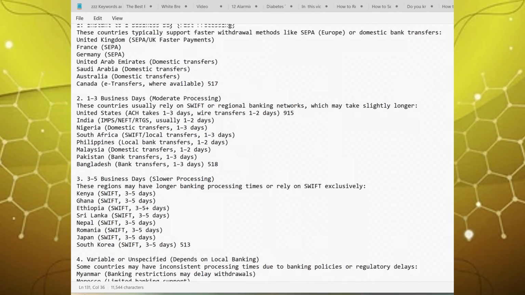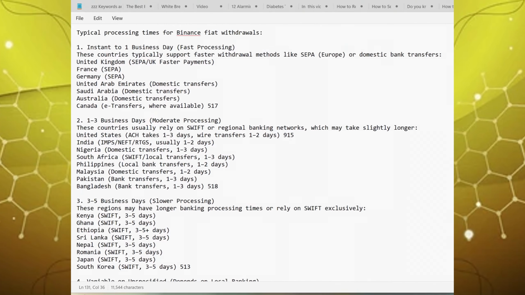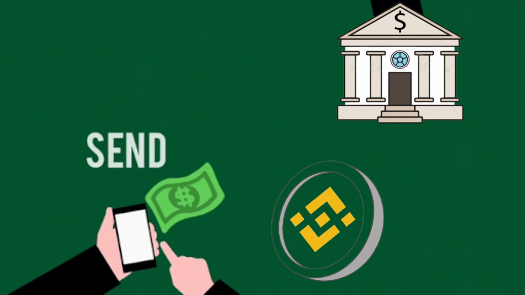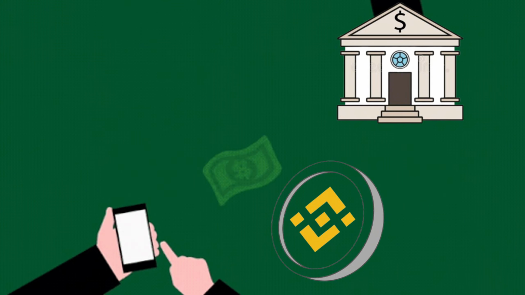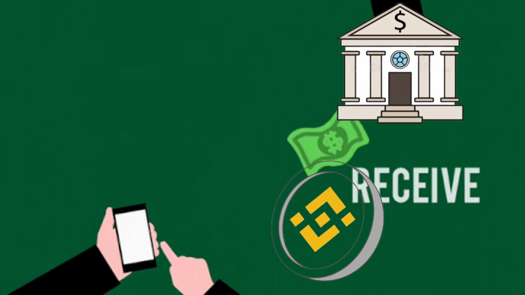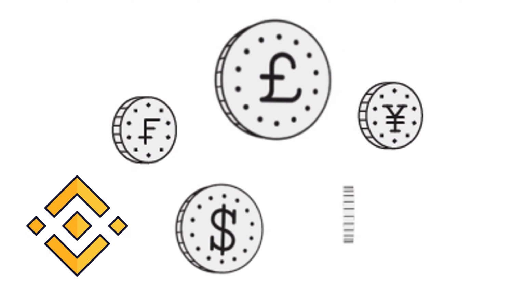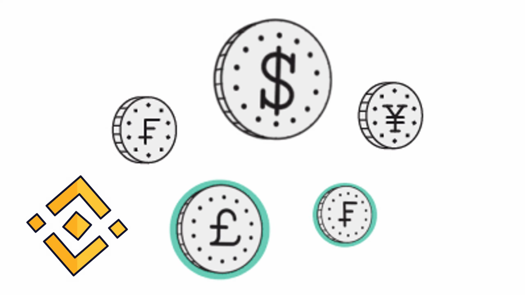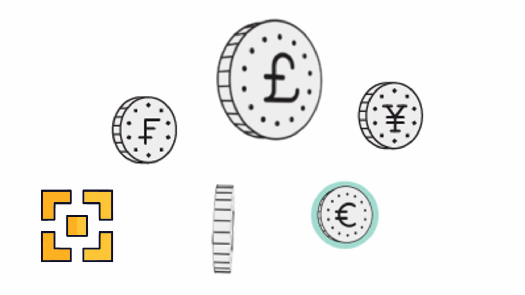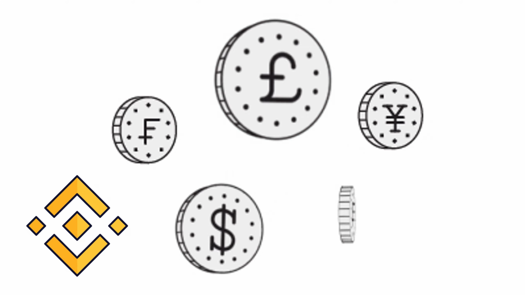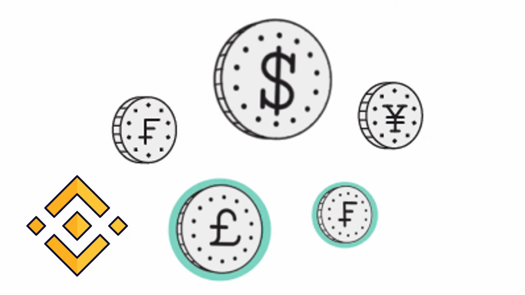Now let's get started with withdrawing by bank transfer. This method allows you to move funds directly from your Binance account to your local bank account. Binance supports various fiat currencies, and depending on your region and the currency you're withdrawing, you'll be using either a direct bank transfer or a third-party payment processor that facilitates the transfer to your bank.